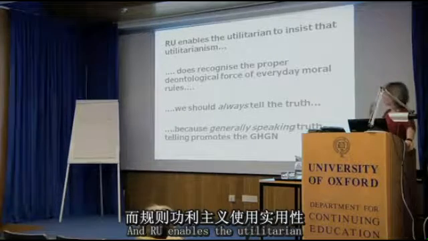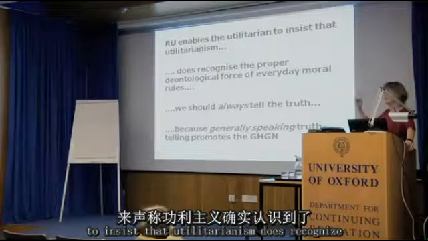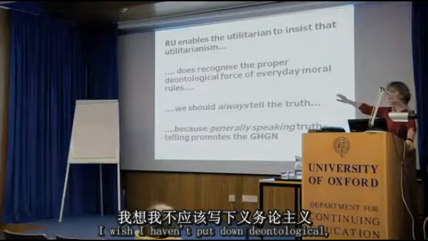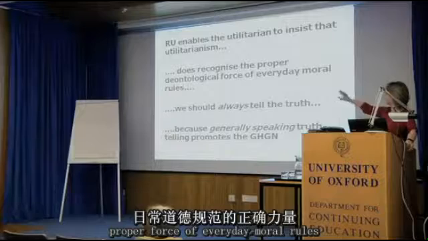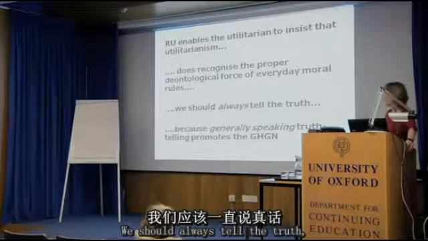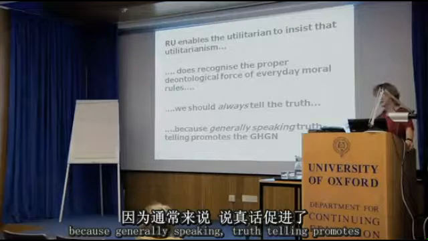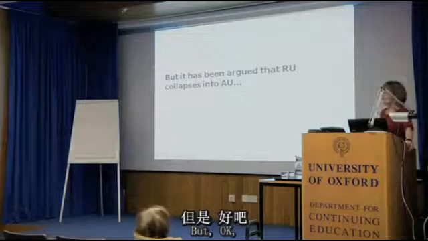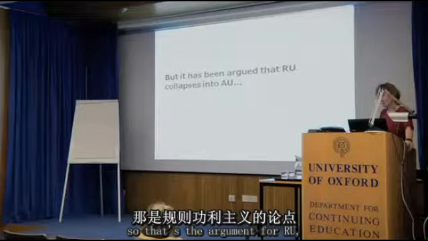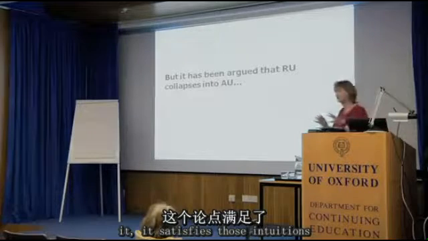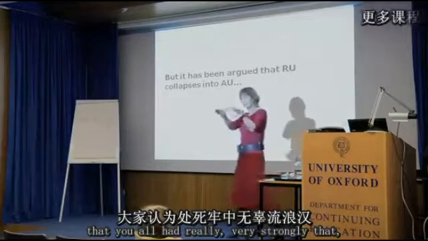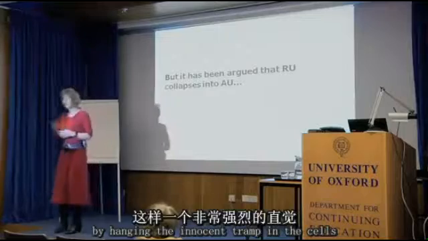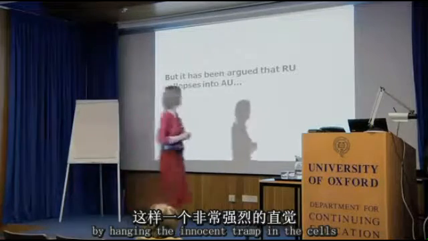And rule utilitarianism enables the utilitarian to insist that utilitarianism does recognise the proper force of everyday moral rules. We should always tell the truth because, generally speaking, truth-telling promotes the greatest happiness of the greatest number. So that's the argument for rule utilitarianism: it satisfies those intuitions that you all had really very strongly, that justice wasn't done by hanging the innocent tramp in the cells.